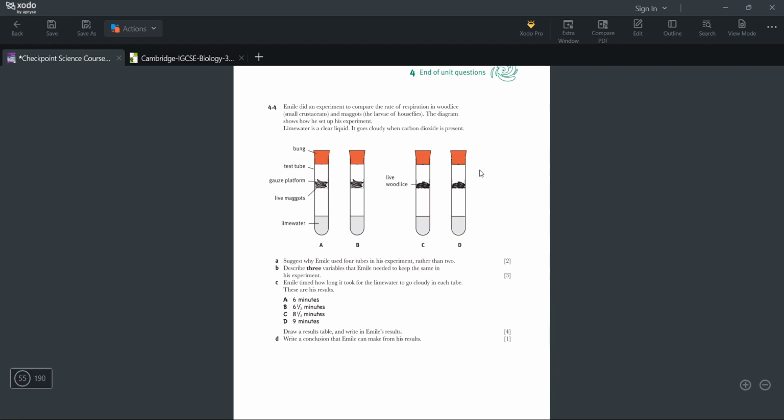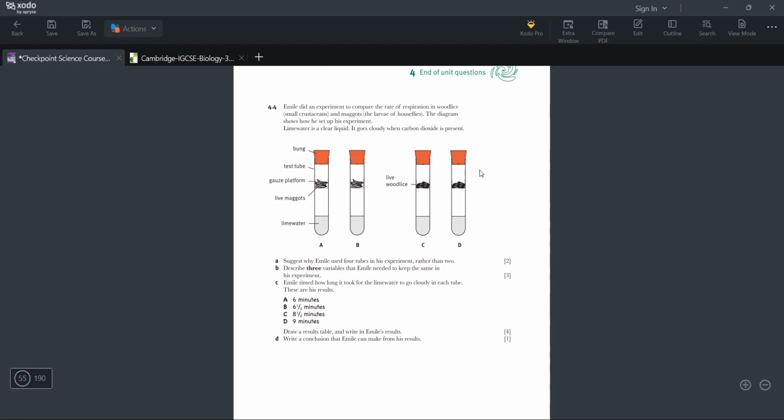Describe 3 variables that Emil will need to keep the same in his experiment. So anything that could affect the rate of respiration, I'd say maybe keeping the number of maggots, the number of wood lice, the age of the maggots and the age of the wood lice. I know with maggots, they can grow very, very quickly, and so having very small maggots versus very big maggots, you would have a different outcome as far as how much carbon dioxide they're going to be producing.